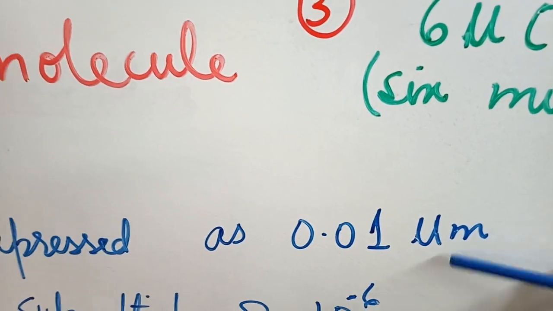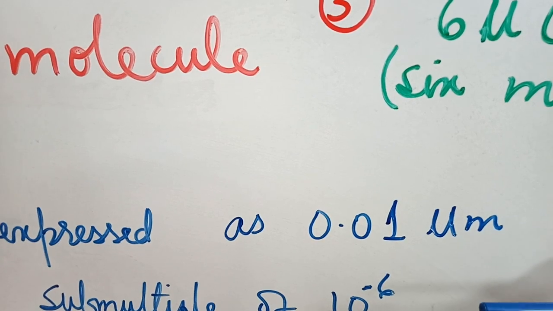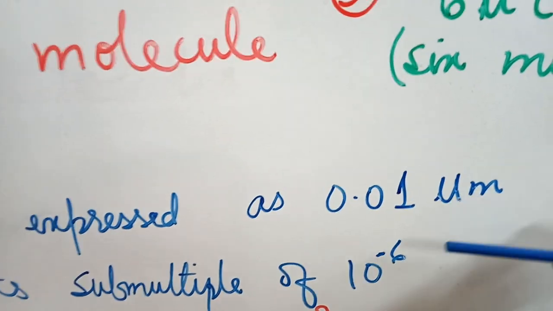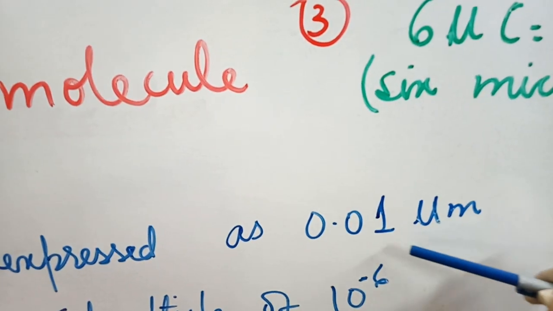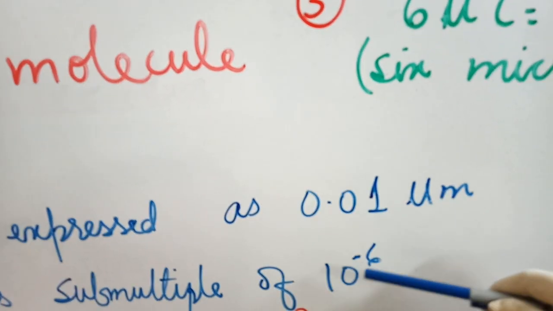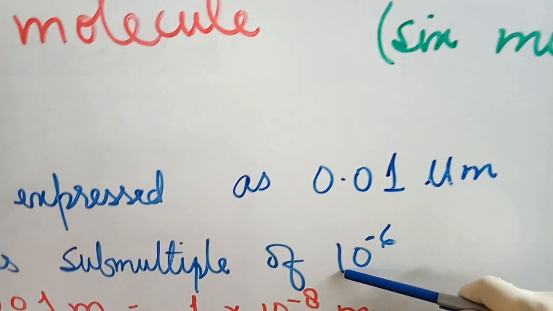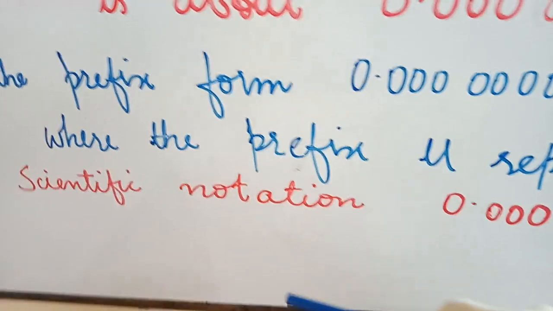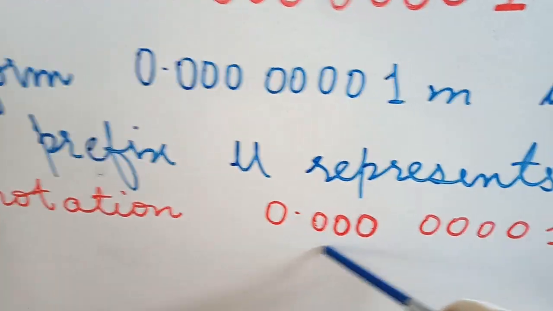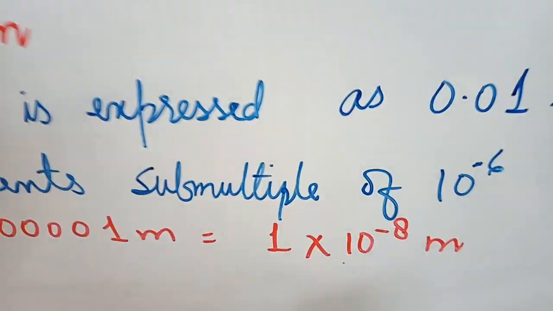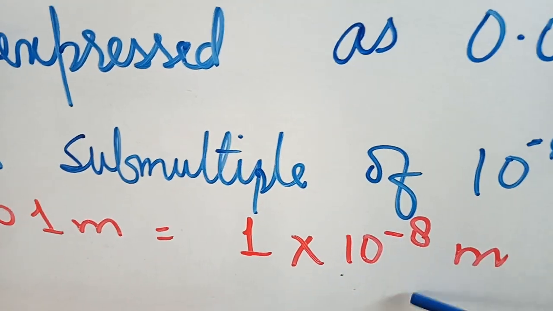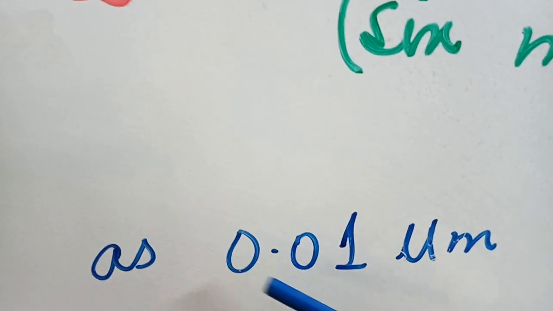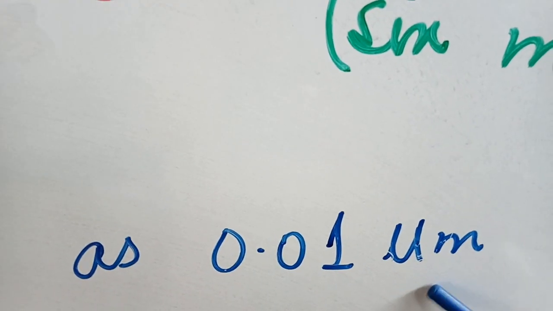0.01 micrometer. And I have also told you about the micrometer, that 10 to the power minus 6 is micro, and it means that 0.01 micrometer means 0.01 micro means 10 to the power minus 6. Okay, so it means that if we talk about the scientific notation of this number, it becomes what? It becomes 1 into 10 to the power minus 8. How comes? That 0.01 micrometer means 0.01 into 10 to the power minus 6 meters.